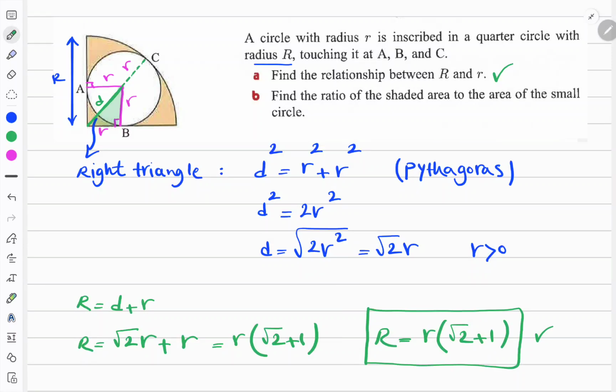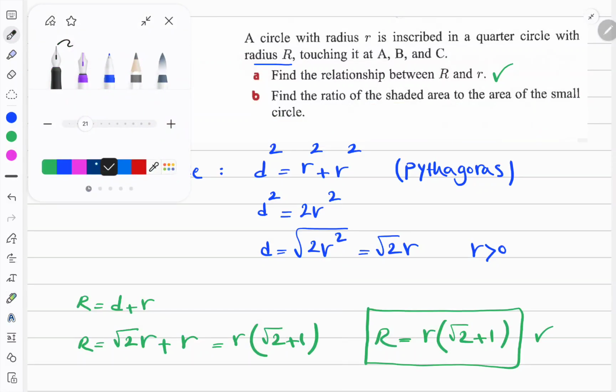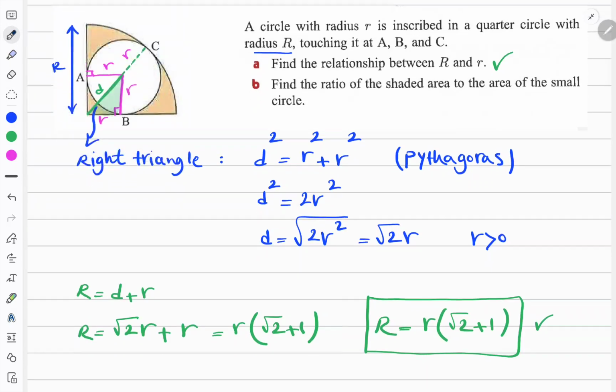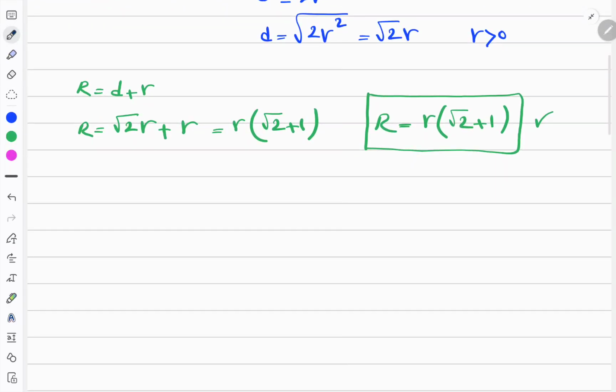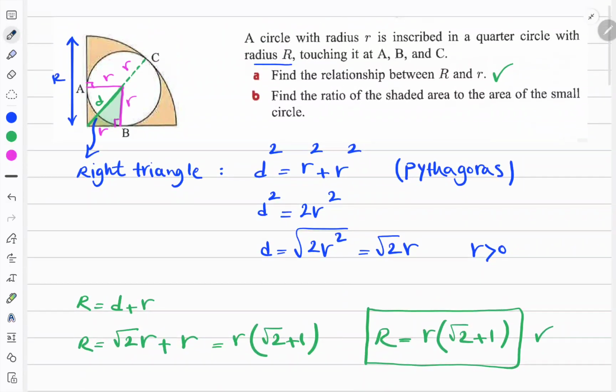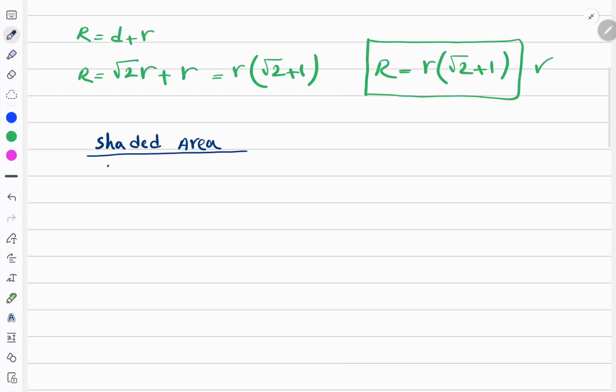How about part B? In part B, we are going to find the ratio of the shaded area to the area of the small circle. So I'm going to write this as a formula: the shaded area over the area of the small circle.